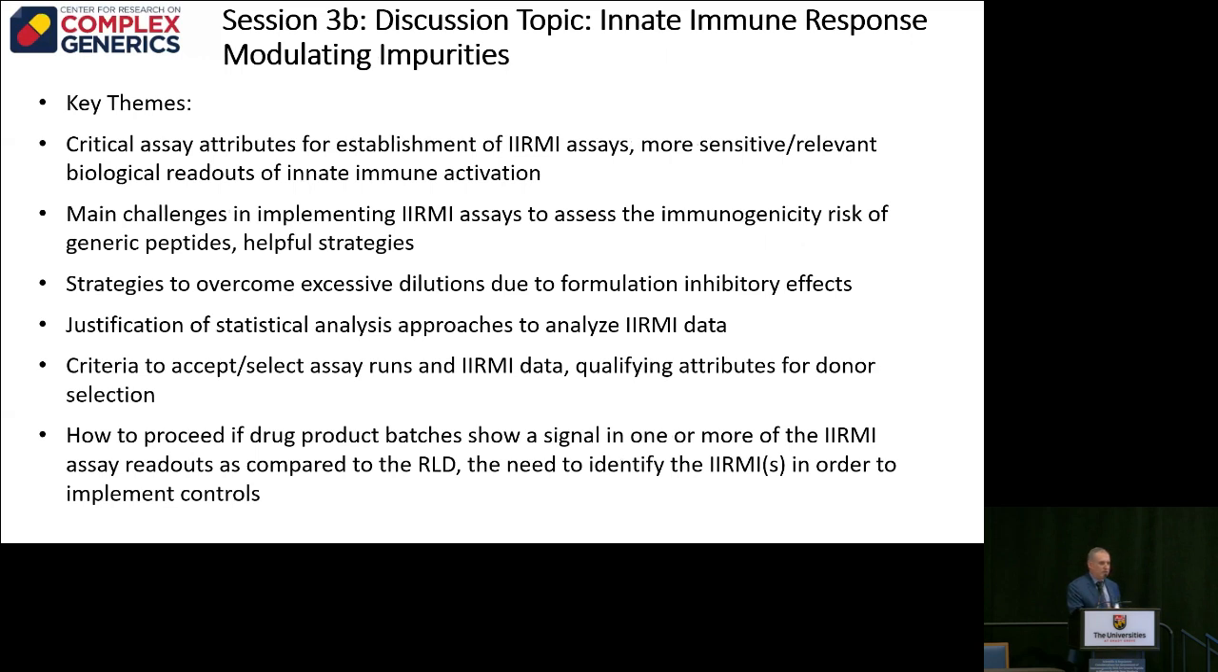And then session 3B focused on the innate immune response theme. The first discussion session was on critical assay attributes for establishment of the assays, and whether there are more sensitive or relevant biological readouts for innate immune activation. The main challenges in implementing these assays to assess the immunogenicity risk for generic peptides, and helpful strategies. So this was more of a general catch-all for the problems observed in developing these types of assays.